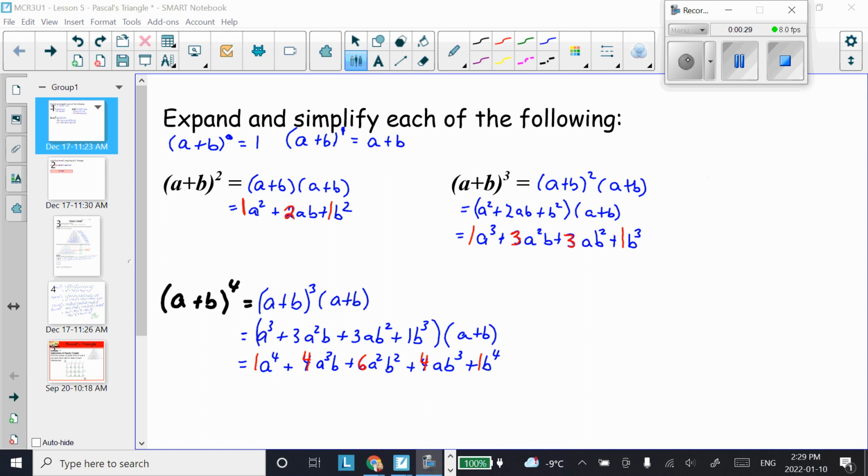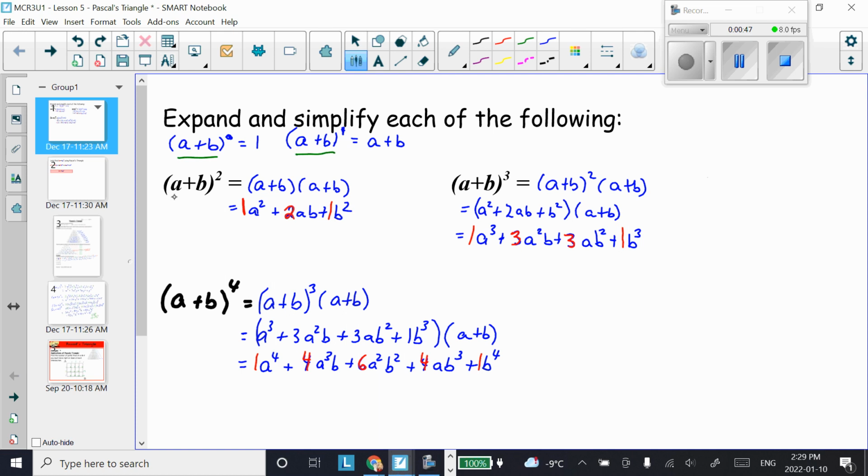So you are already familiar with expanding expressions like I have in the examples here. So you should know that a plus b to the exponent of 0 is equal to 1. A plus b to the exponent of 1 is equal to a plus b.